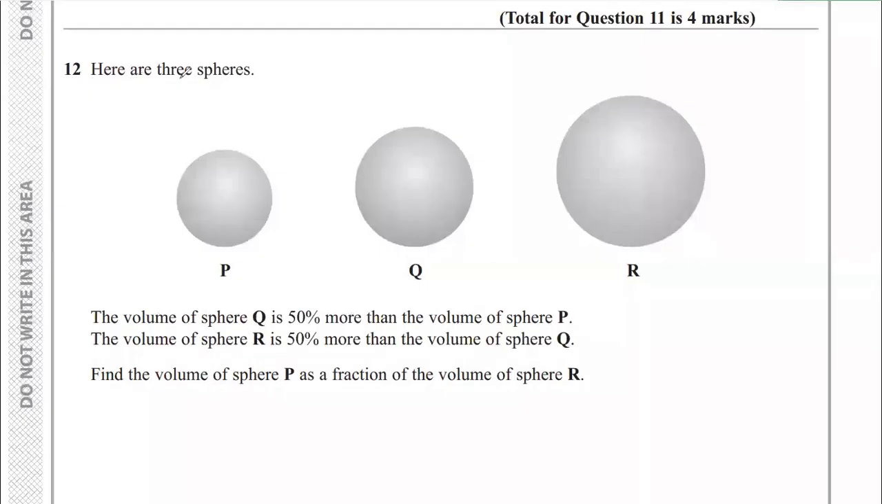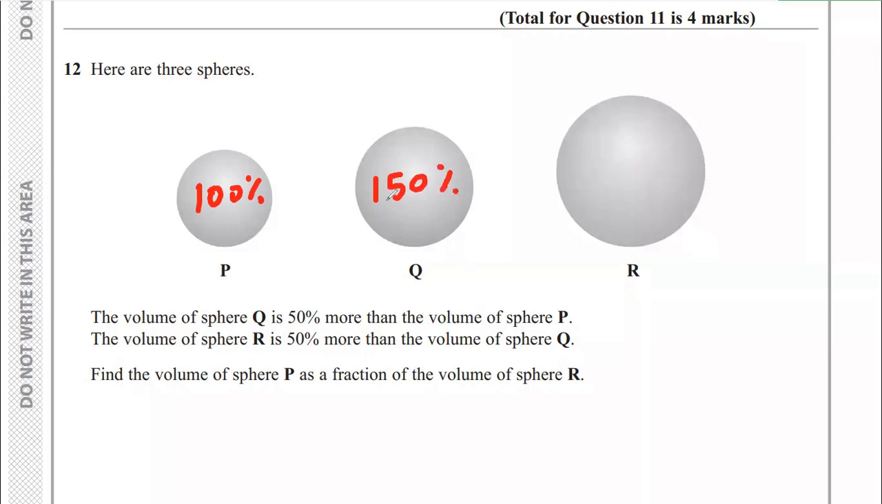Question number 12. Here are 3 spheres. The volume of sphere Q is 50% more than the volume of sphere P. And the volume of sphere R is 50% more than the volume of sphere Q. Right, so if we just imagine that this is, say, 100%, what will be the volume of this one? The volume of this one will be 150% because it is 50% more.